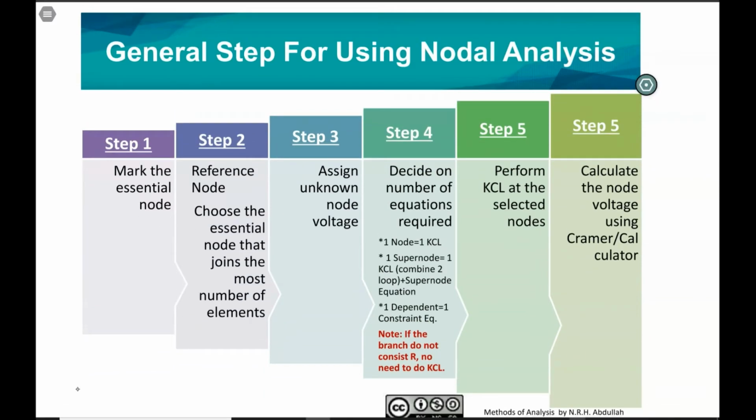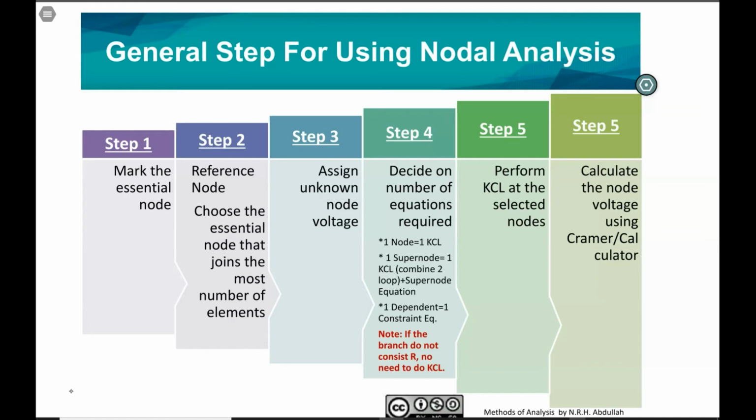This is a general step for using nodal analysis. Step number 1, mark the essential nodes. Step number 2, choose a reference node, which is the ground. Choose the essential node that joins the most number of elements. For example, in one circuit, you have to determine the branches for each of the nodes, and then determine the node with the most branches, and then you can choose that node to be the ground.